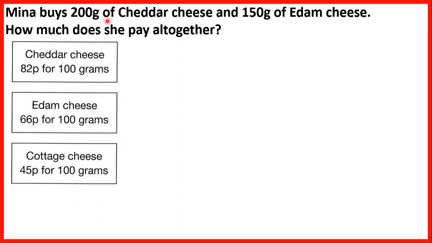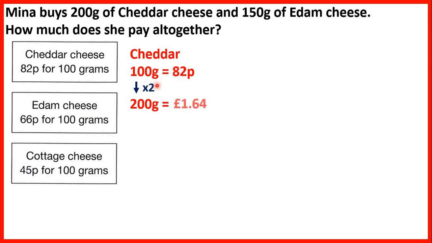Mina buys 200 grams of cheddar cheese and 150 grams of Edam cheese. How much does she pay altogether? Well, we can see that cheddar cheese is 82 pence for 100 grams, but she buys 200 grams, so we can multiply by 2. 100 times 2 is 200, and 82 pence times 2 is £1.64. So that's how much she spends on 200 grams of cheddar cheese.